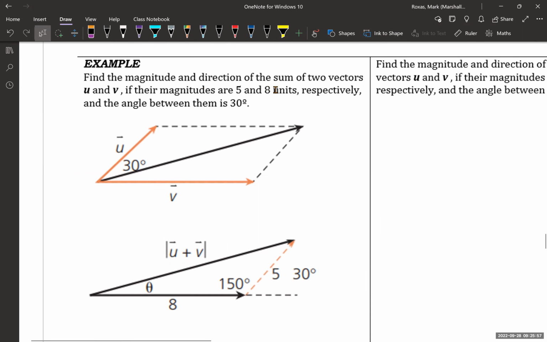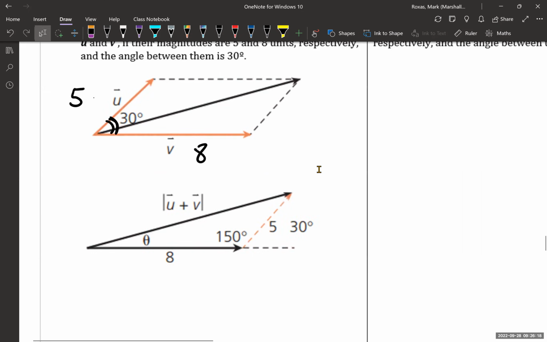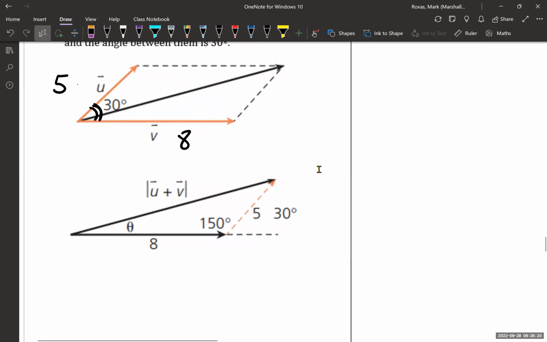I have their magnitudes as 5 and 8, respectively. So 5 is the magnitude for u, and 8 is the magnitude for v. And the angle between them is 30 degrees. Okay, so I have the vectors drawn here with a parallelogram law diagram, or you can draw them as a triangular law diagram. So I'm going to do it as a triangular law.